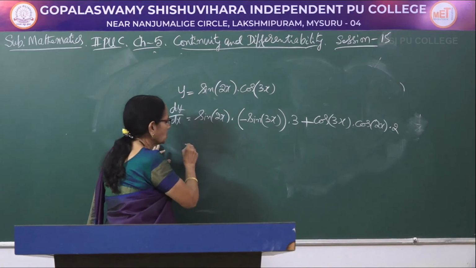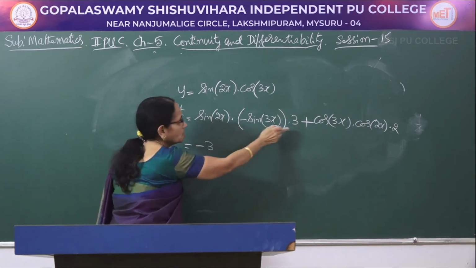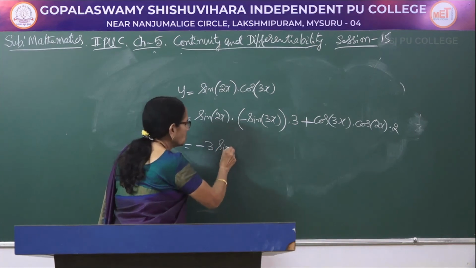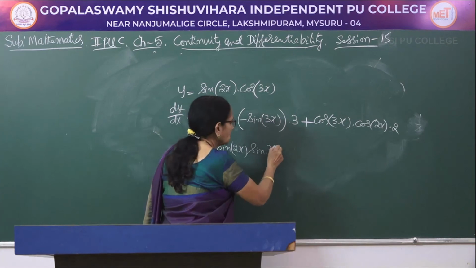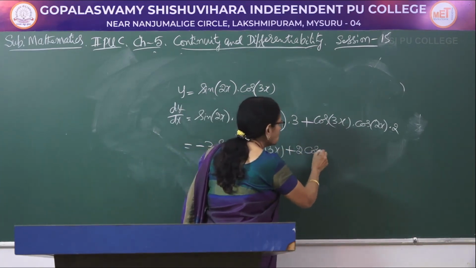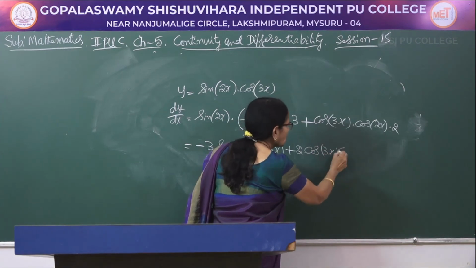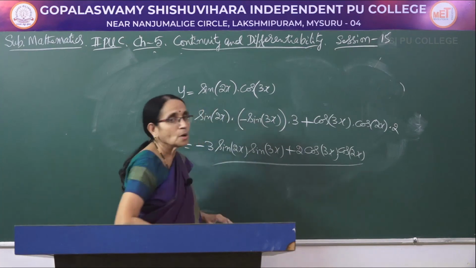So you can't do any simplification, but write in the proper order: minus 3 into sin 2x into sin 3x plus 2 into cos 3x into cos 2x. Okay. Now this is how you have to write.